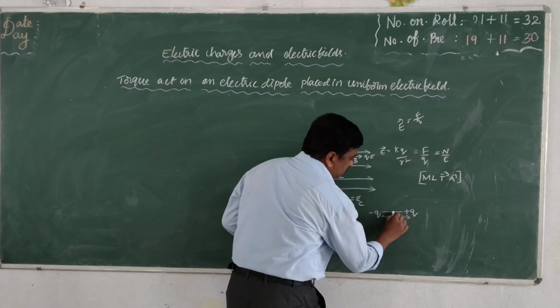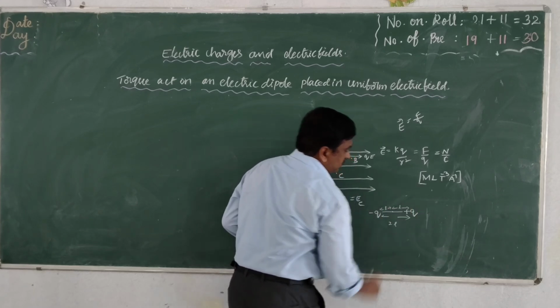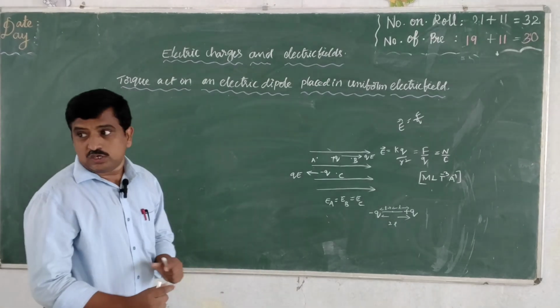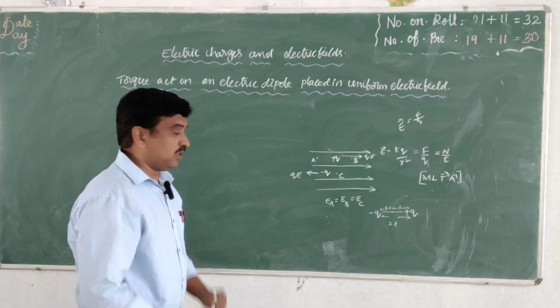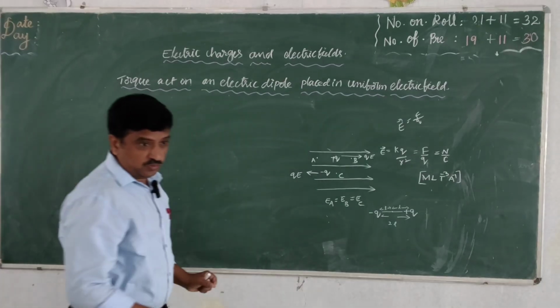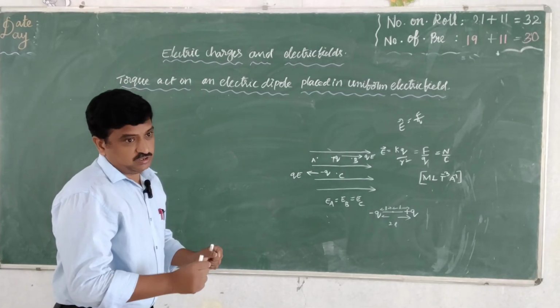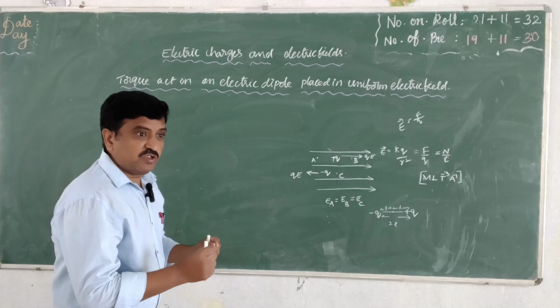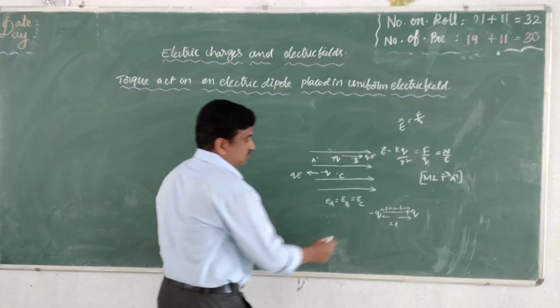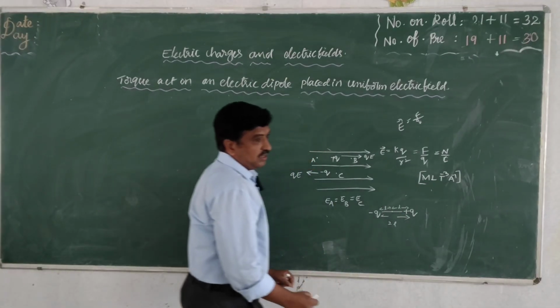For example, this is the center. This distance is L, this distance is L. So the total distance between the charges is 2l. Electric dipole means two equal and opposite charges which are separated by a very small distance 2l, and we call it an electric dipole.